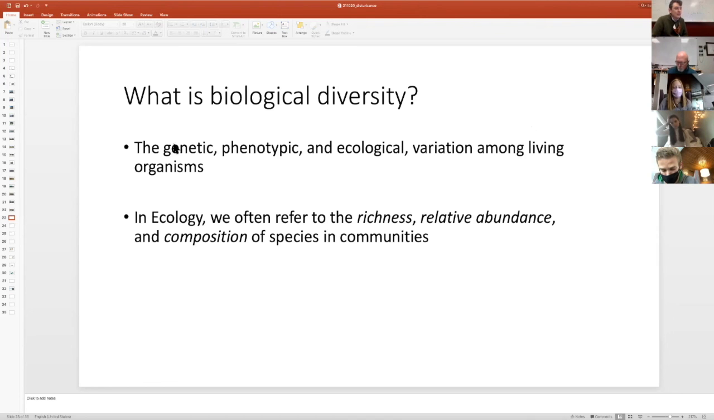You'll usually find a definition for biological diversity. It's something like this: the variation in genetic, phenotypic, and ecological characteristics among living organisms. I guess living organisms is redundant. Well, maybe not. You can have dead organisms. Genetic, phenotypic, and ecological variation. But in the context of community ecology and in the context of Konza Prairie, we're going to talk primarily about species richness, the abundance or proportion of individuals in each species, and the composition, exactly which species are present in communities. So this is what we mean by biodiversity in the context of the Konza Prairie and community ecology.